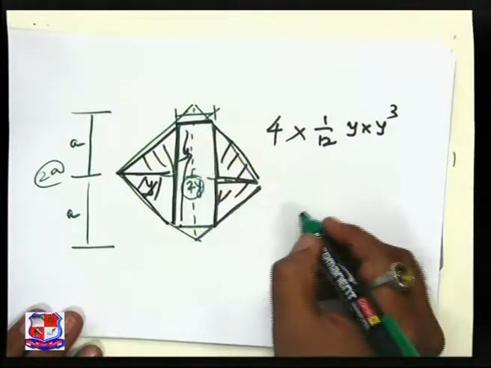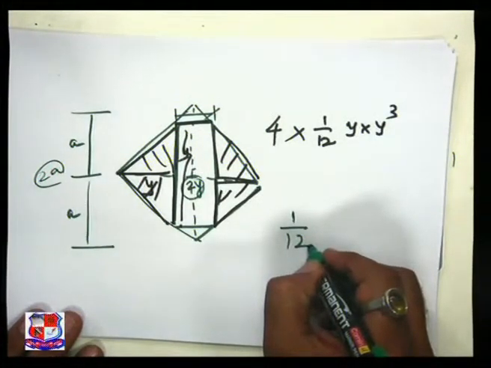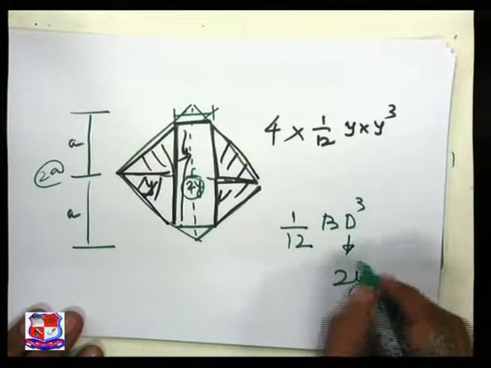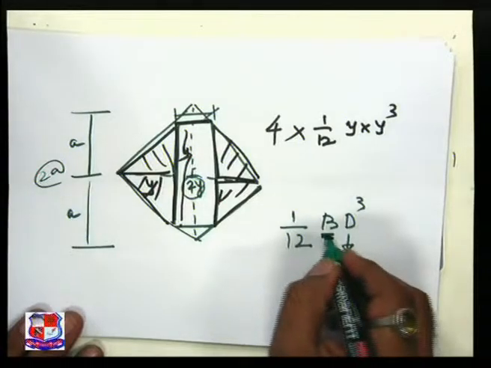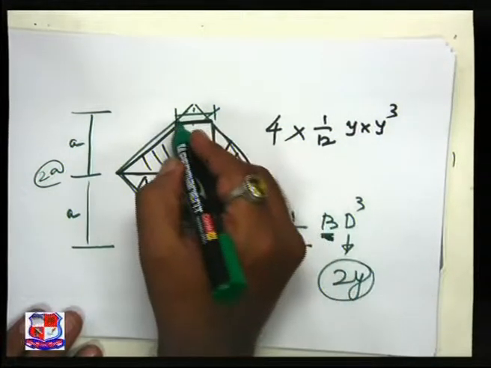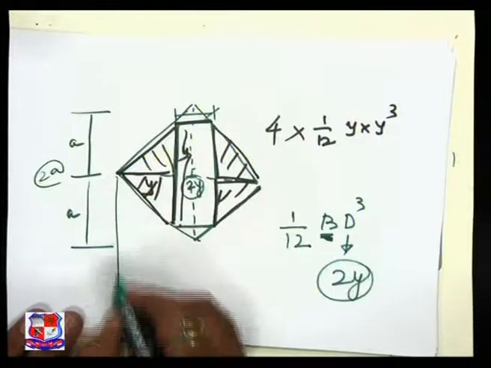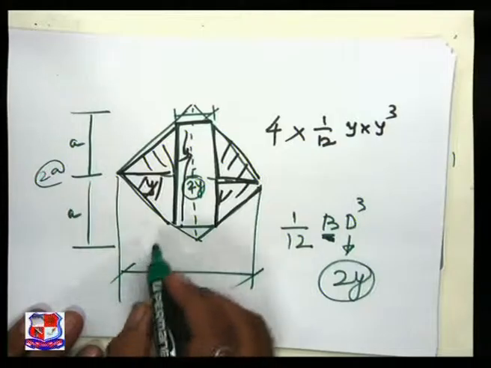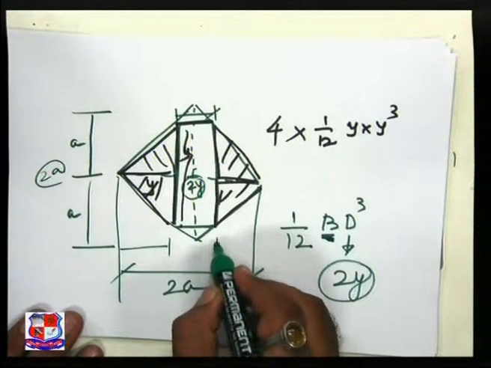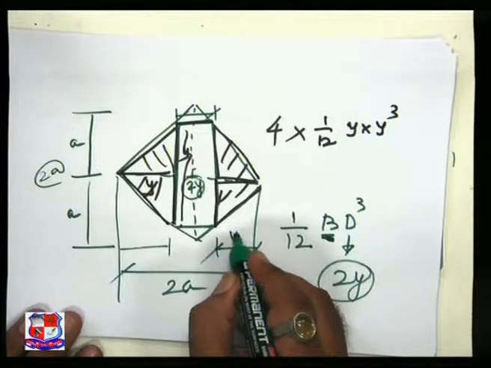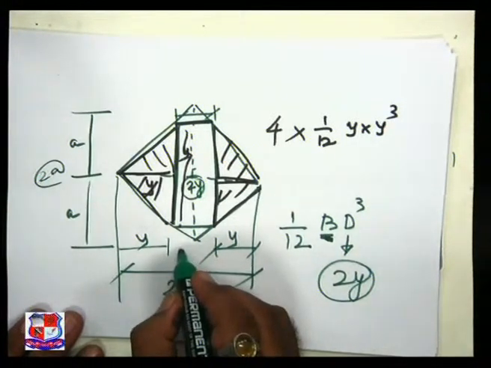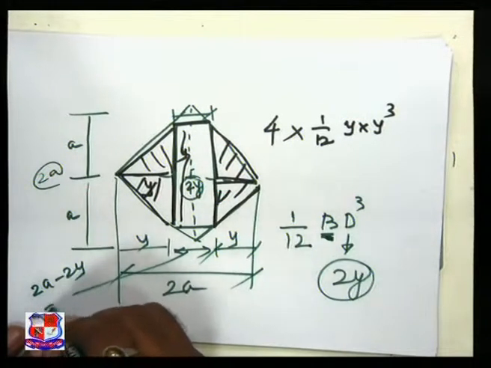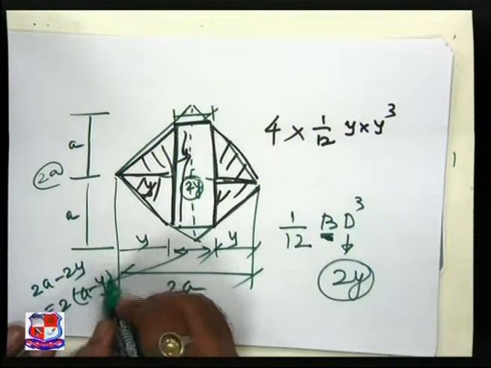So when we write down for rectangle 1 by 12 BD cube, this D is 2y. Interested part is this B. I have to find out this distance. So what is this distance? 2a. And this distance y. So this distance we came across as 2a minus 2y is equal to 2 bracket a minus y.